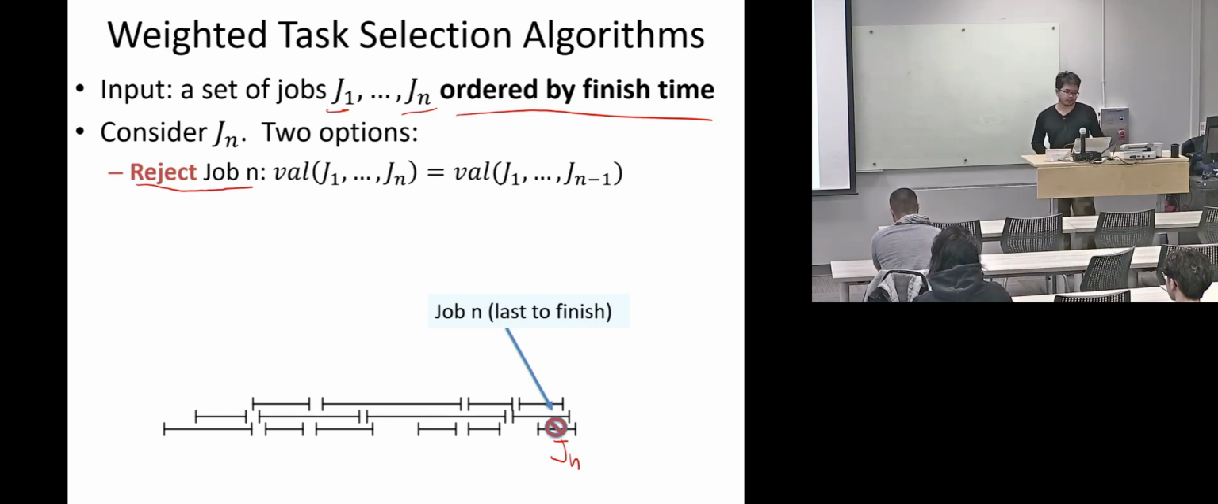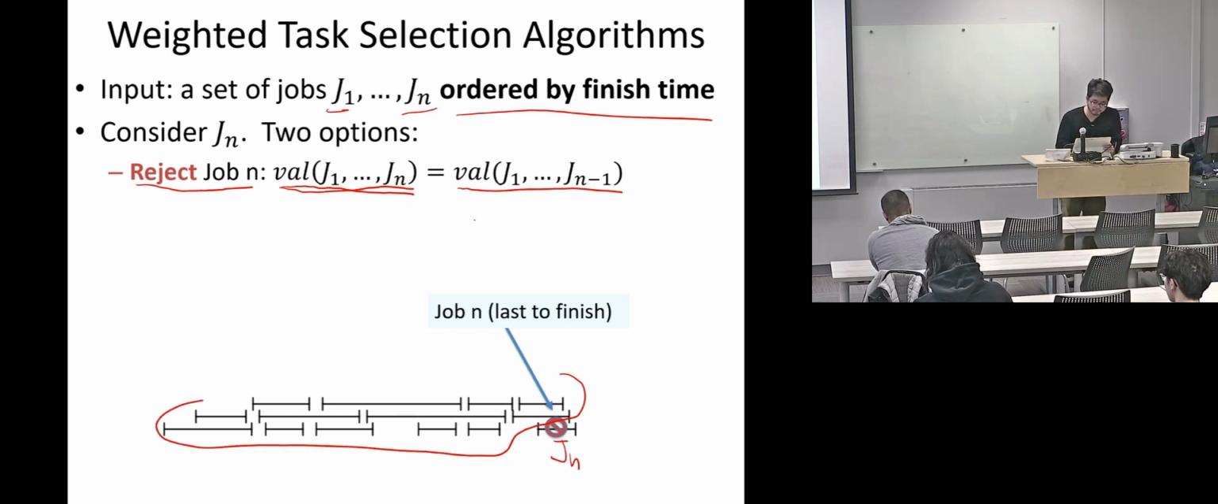is not in the optimal solution. So if you reject this job, then you know that the optimal value of how to select from this set of jobs is just the same as the best way to select everything except the last one. Okay. So suppose that you know Jn is not in the optimal solution, then you know that this is true.